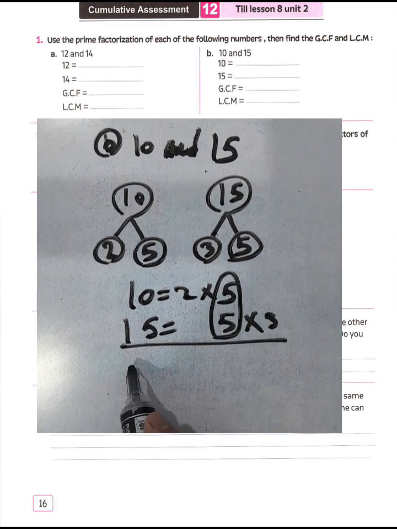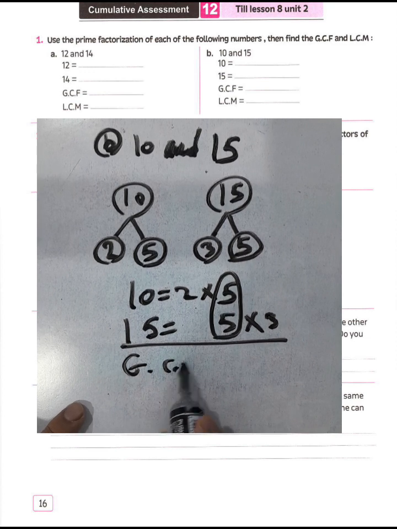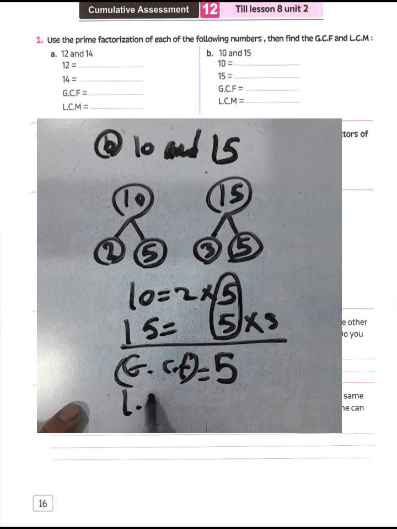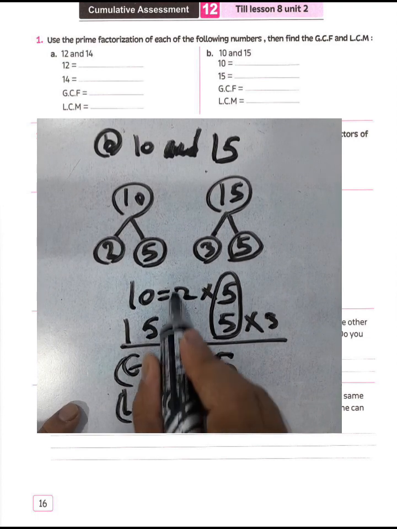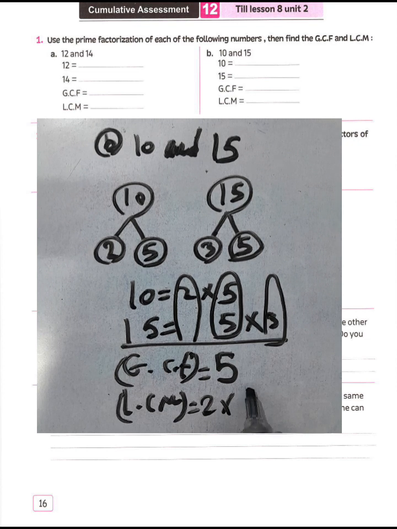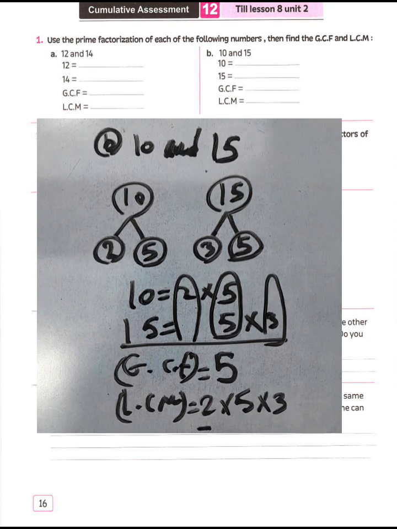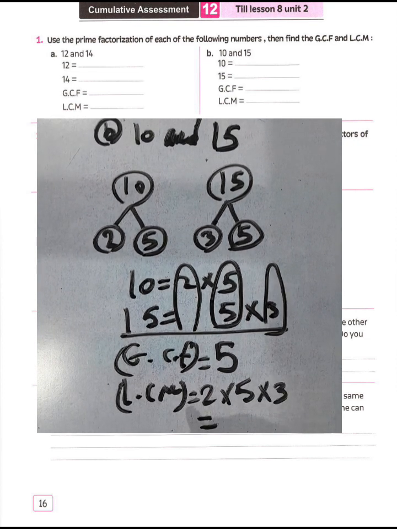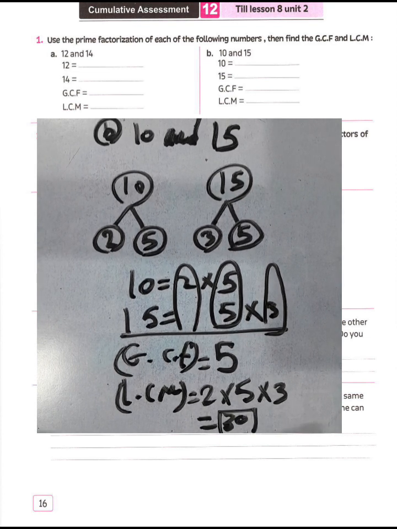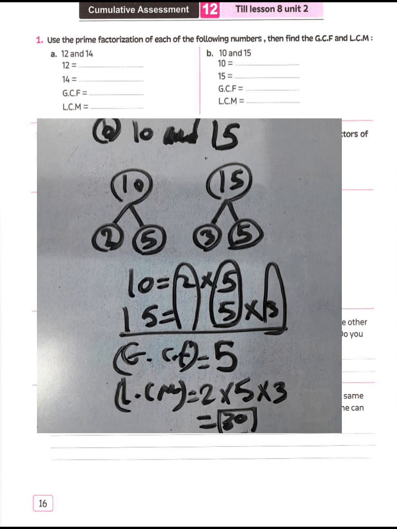Okay, we can find the greatest common factor between the two numbers. It will be 5. And for the least common multiple, you write one digit from each circle: 2 times 5 times 3. The result will be what? 2 times 5 equals 10, 10 times 3 equals 30. The result will be 30, the least common multiple between the two numbers 10 and 15.